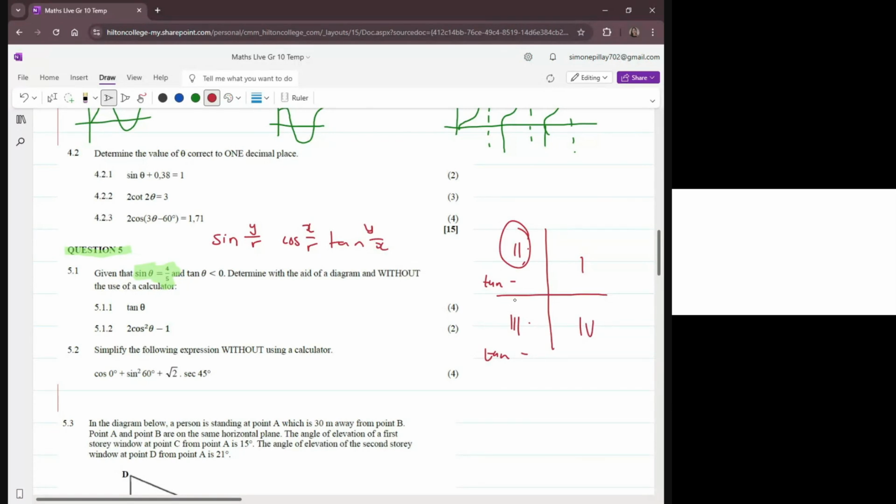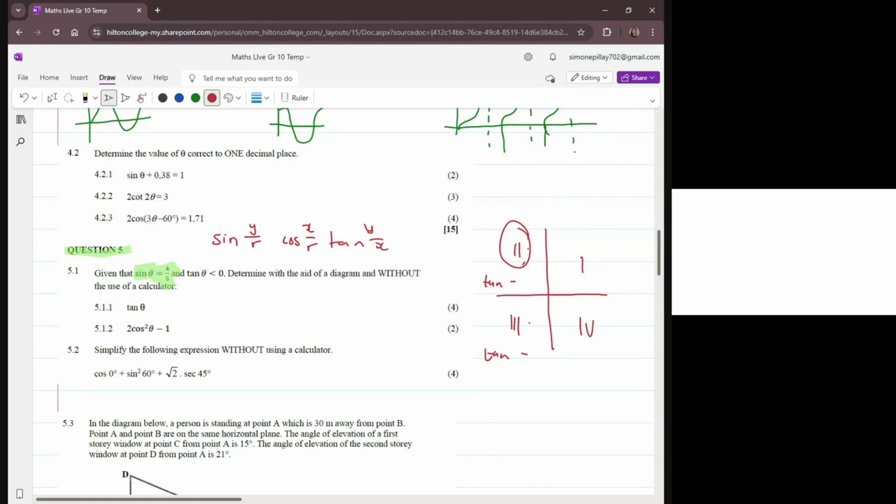I'm checking in with you guys again. Are you following how I picked which quadrant to draw this little diagram in? Okay, great.